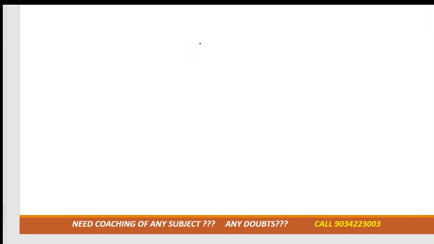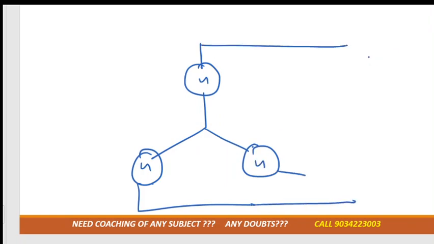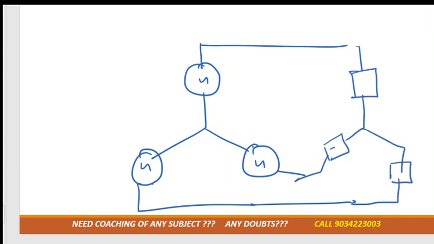Suppose they have said star connection. Star connection is like this, right? This is the supply, and this supply of star connection is connected to the load of star connection, like this. This is the load. Here we are having a three phase star connection supply and a three phase star connection load.